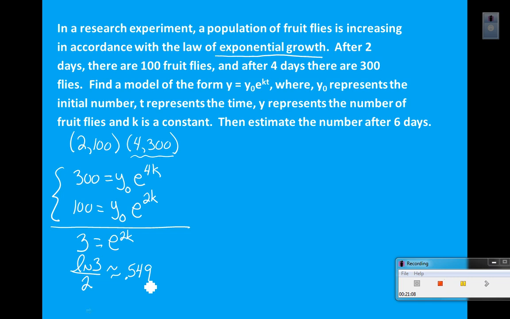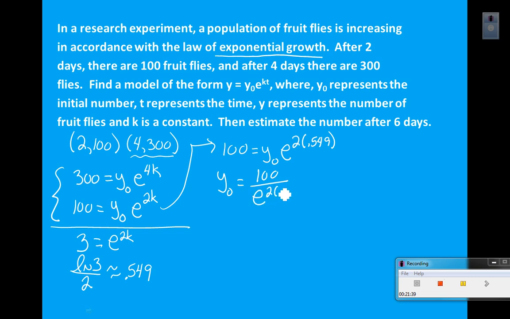Now we need our y sub 0 value, so pick either equation that you want. I'm going to pick that bottom one. So I've got 100 equal y sub 0, which is what we're looking for, e to the 2 times 0.549. Then, of course, to get y sub 0 solved, I got 100 divided by e to the 2 times 0.549. Just make sure you put all that in parentheses there. And when I did that, I had about 33 flies.